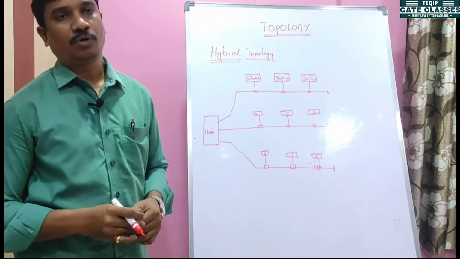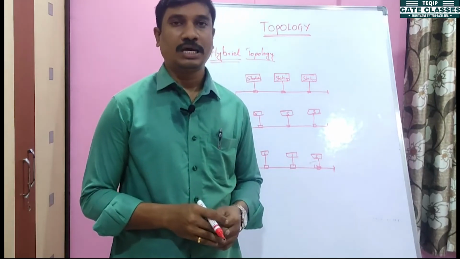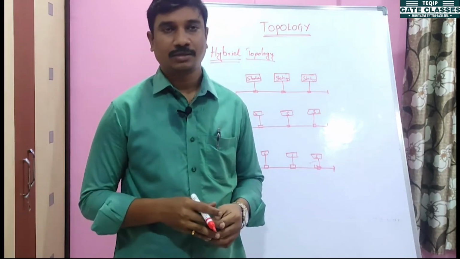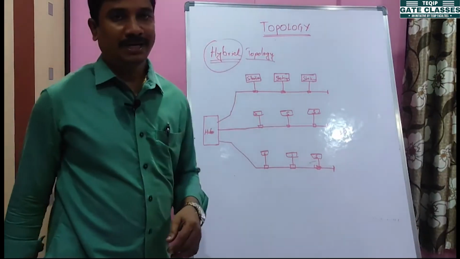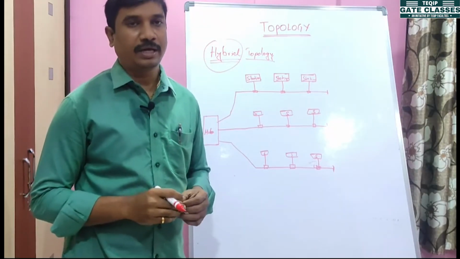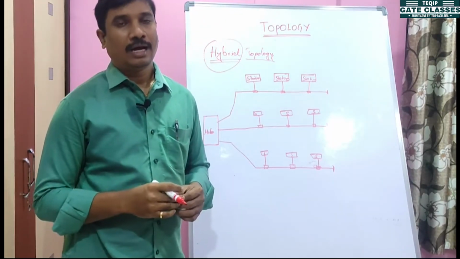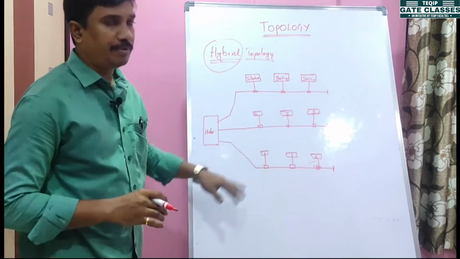In the previous four topologies, every topology has some advantages and disadvantages. So here, hybrid means we pick the best feature from each topology and form one topology. We call it a hybrid topology.